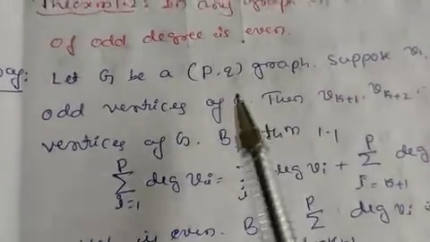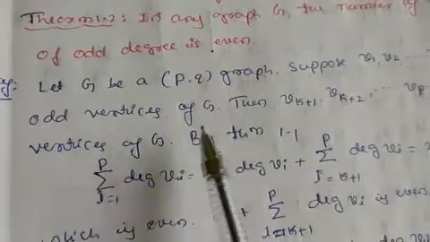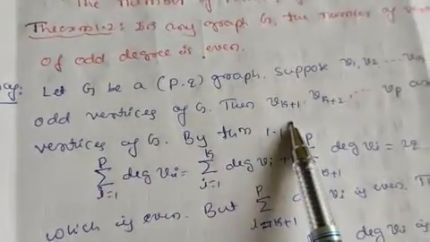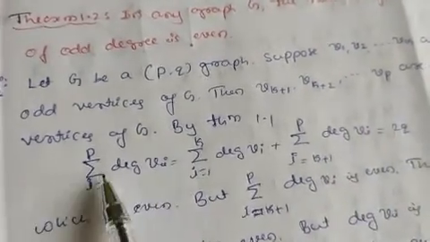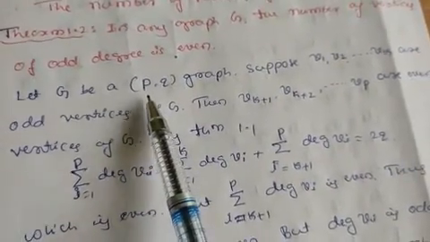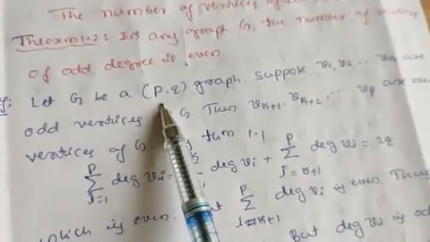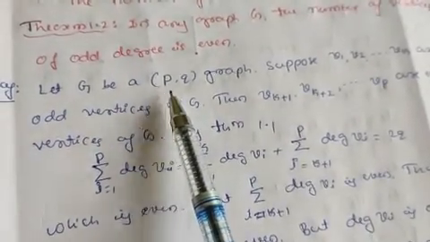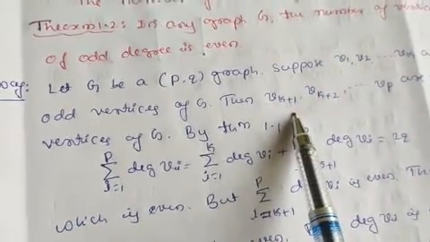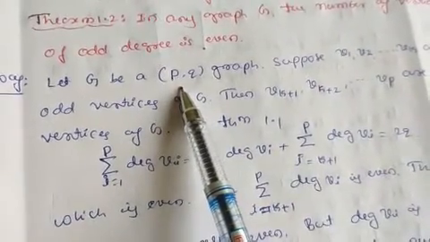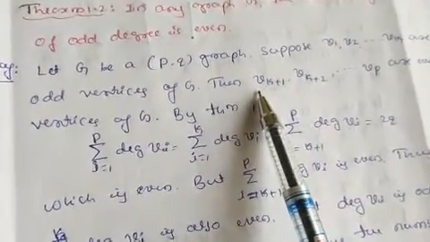Let G be a (P, Q) graph. Suppose V1, V2, etc. up to Vk are odd vertices of G. Then Vk plus 1, Vk plus 2, etc. up to Vp are even vertices. It means it has P vertices, and we have divided these P vertices into 2 groups: the vertices which have an odd number of edges and those which have an even number of edges, meaning odd degree vertices and even degree vertices. So suppose k vertices are odd degree and the remaining vertices are even degree.